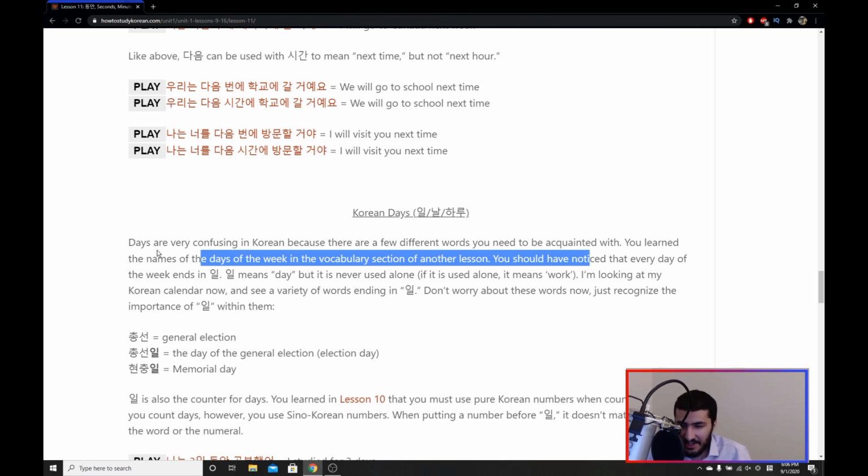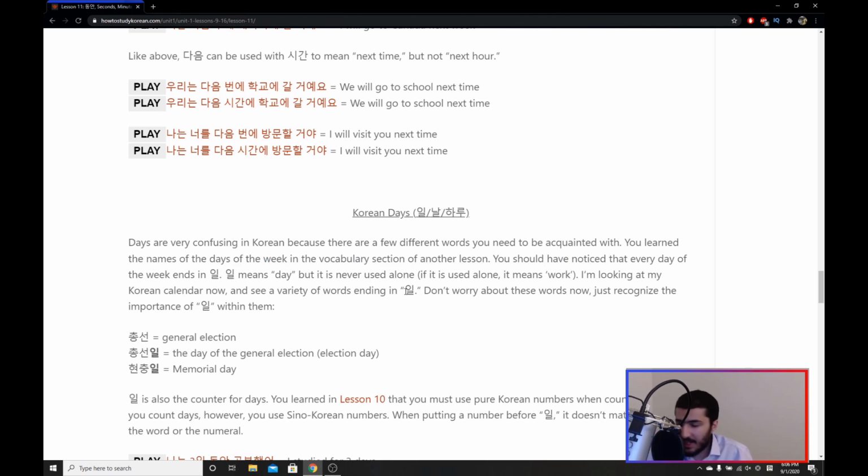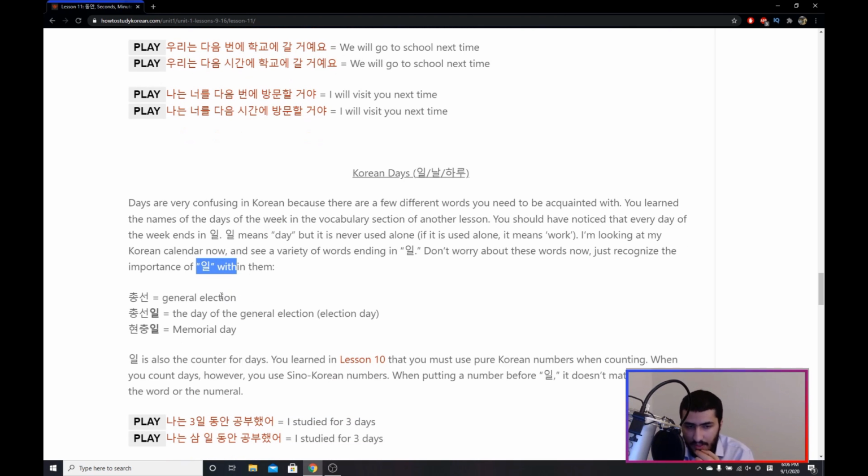Okay, it might be in the very confusing territory. I'm looking at my Korean calendar now, and you see a variety of words ending in 일. Don't worry about these words for now. Just recognize the importance of 일 within them. So, 총선, general election. If you want to say election day, 총선일. Same thing with 현충일, the Memorial Day.